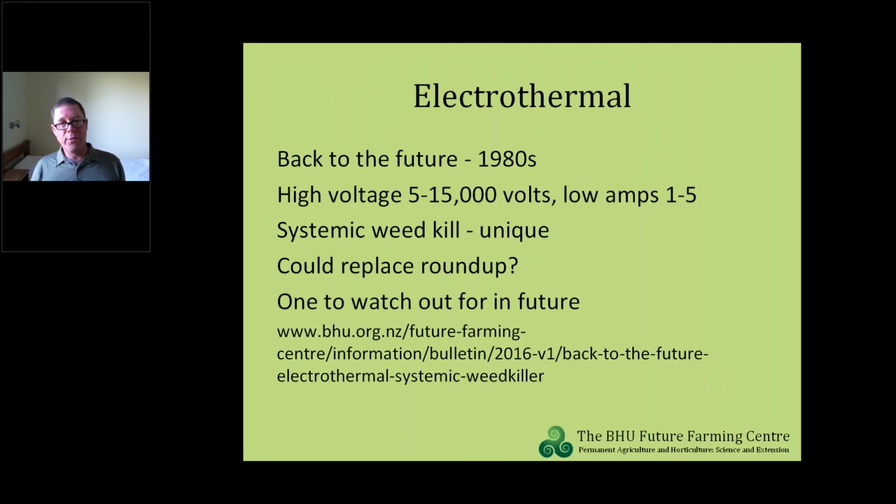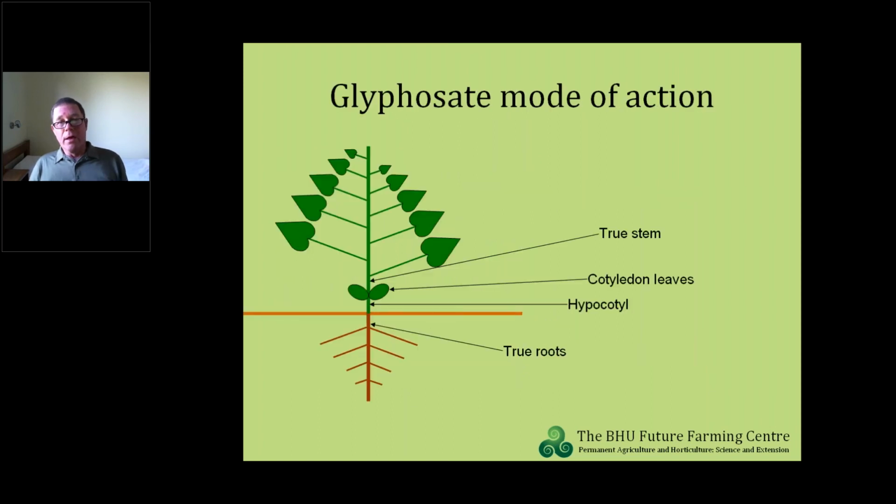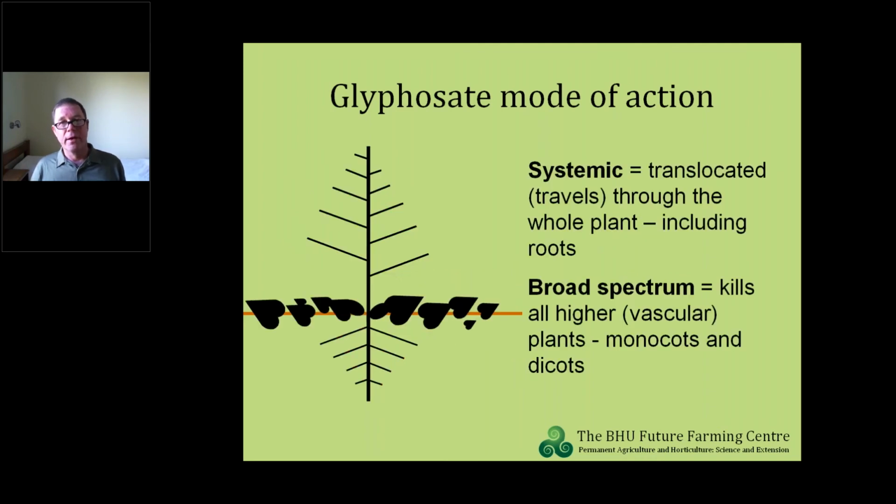So of all the non-chemical weed control techniques I've been working with over the last 30 odd years, this is the only one that is within a queen's ear of replacing Roundup. And there's a bit of a report on that. Just to explain that systemic action, this is how glyphosate works. We apply it as a liquid to the foliage. It's absorbed by the leaves very slowly. It travels through the plant, destroys a particular amino acid synthesis system, and kills the plant. So it's systemic in the fact it travels through the plant, and it's broad spectrum because it'll kill all the vascular plants.